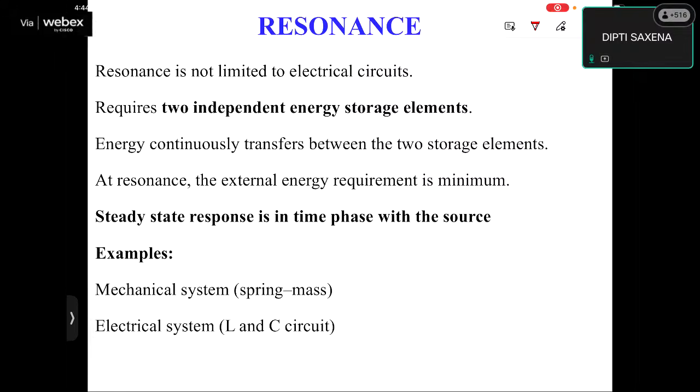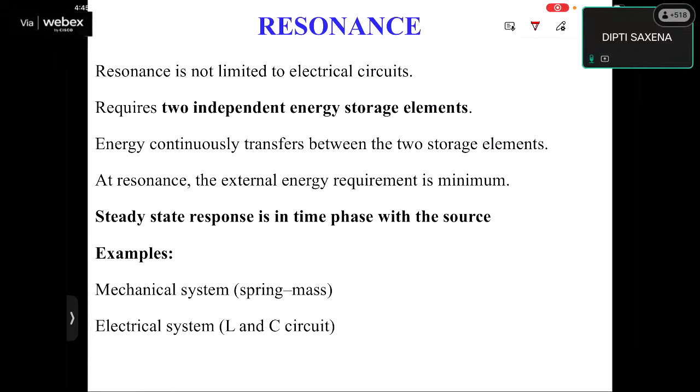Resonance, I have earlier said, is when your driving frequency is equal to the natural frequency in terms of an electrical circuit. The most important thing for resonance is that you should have two independent energy storage elements so that they can exchange energy with each other. So if we see the RLC circuit, I have two energy storage elements, one is an inductor and one is a capacitor, which can exchange the energy between them.